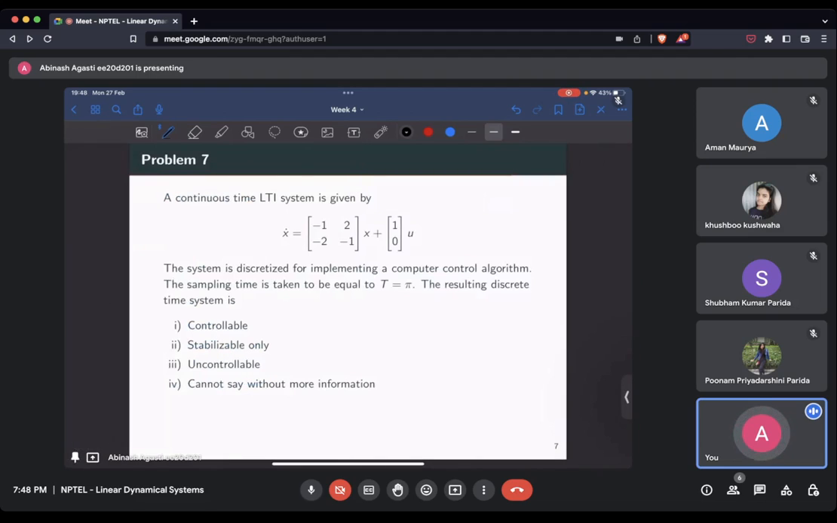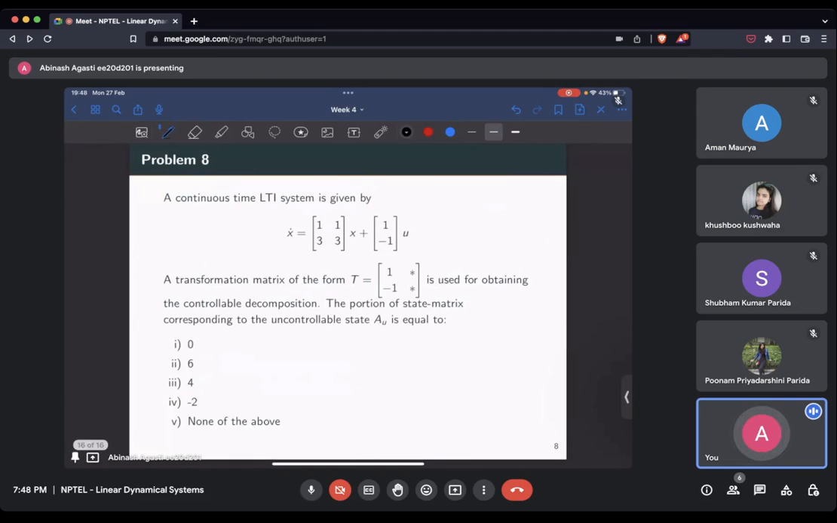Okay, let's keep this for a little later. Now we have a continuous time LTI system given by some values A, B, and a transformation matrix of the form T equal to something. If you remember, the transformation matrix must have U and V, where U is the basis for the image of the controllability matrix. Correct. So in this, what is the controllability matrix? It is 1 minus 1, then AB will give you 0, 0.